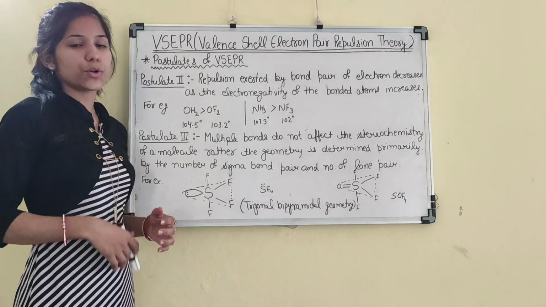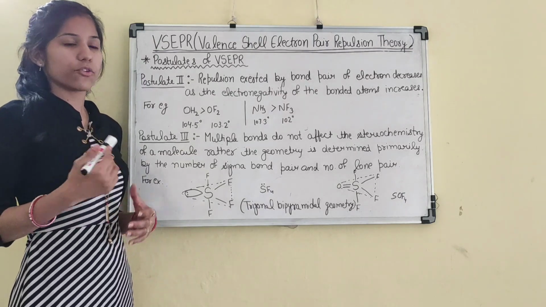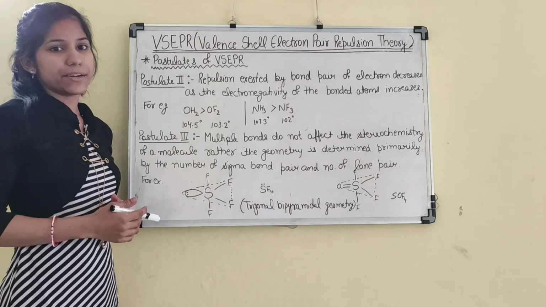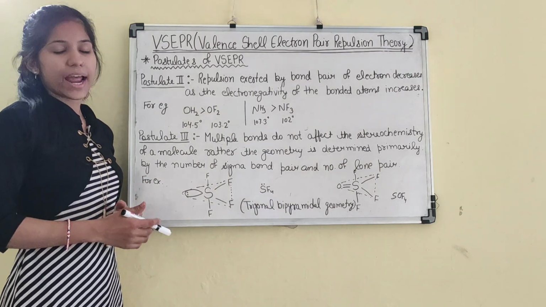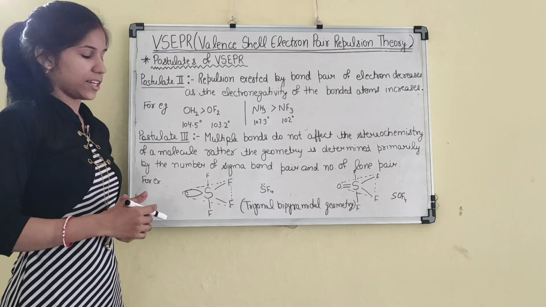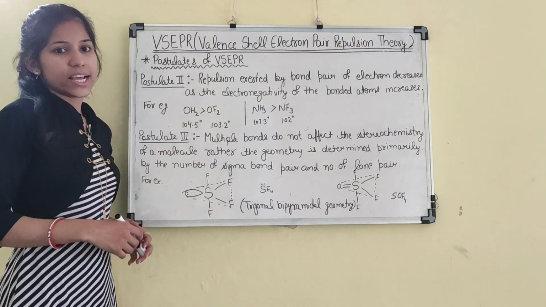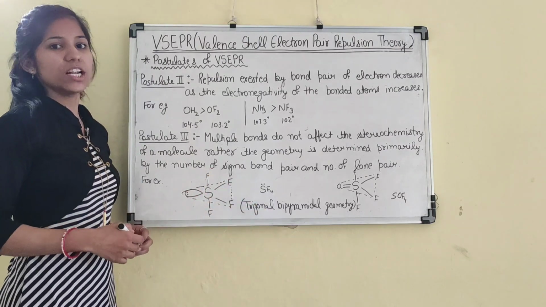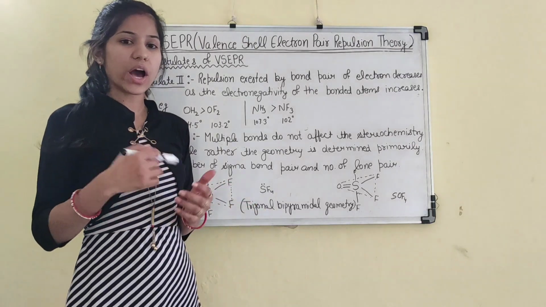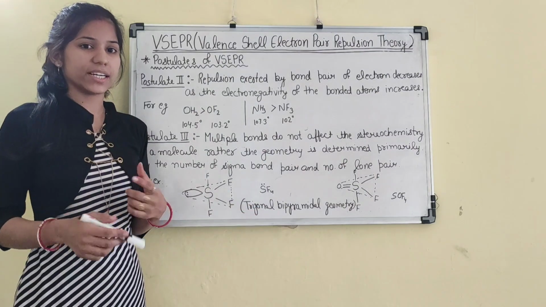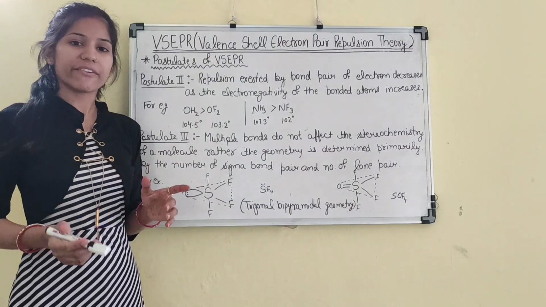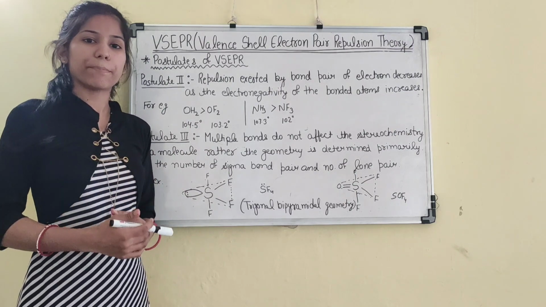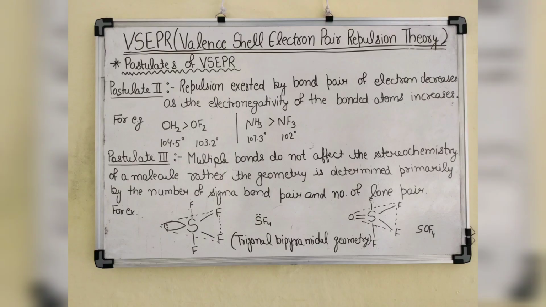Third postulate. Multiple bonds do not affect the stereochemistry of a molecule. Rather, the geometry is determined primarily by sigma bonds and the number of lone pairs present. For example, SF4. In this, 1 lone pair is present and it has trigonal bipyramidal geometry. In SOF4, there is a double bond present, so it does not affect the stereochemistry and it also has a trigonal bipyramidal geometry.